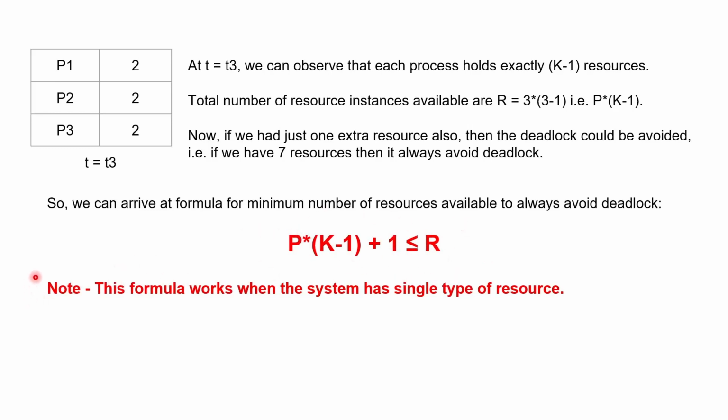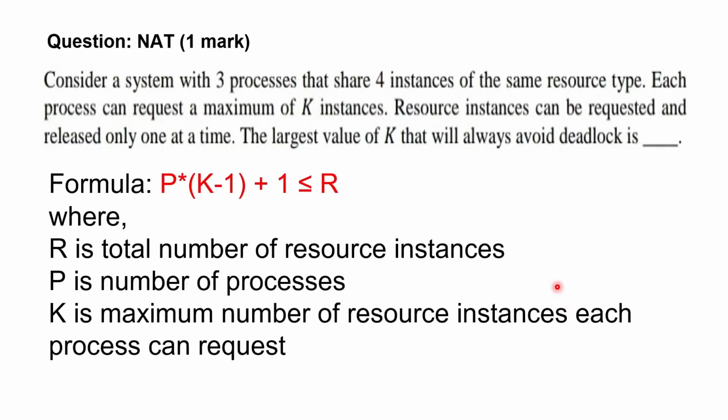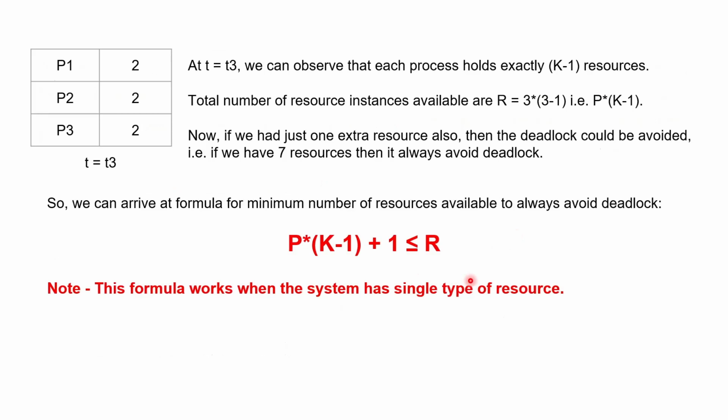But we have to note that this formula would only work if the system has a single type of resource. In the question it was mentioned that there were 4 instances of the same resource type. Then we can use this simple formula. If there are multiple types of resources, then we have to use the Banker's algorithm to check if the system is in deadlock or not.